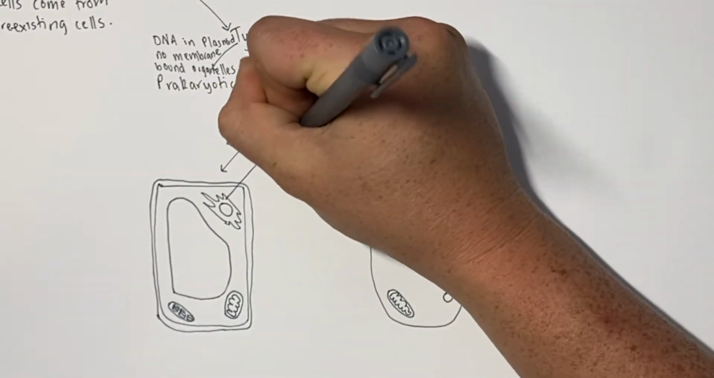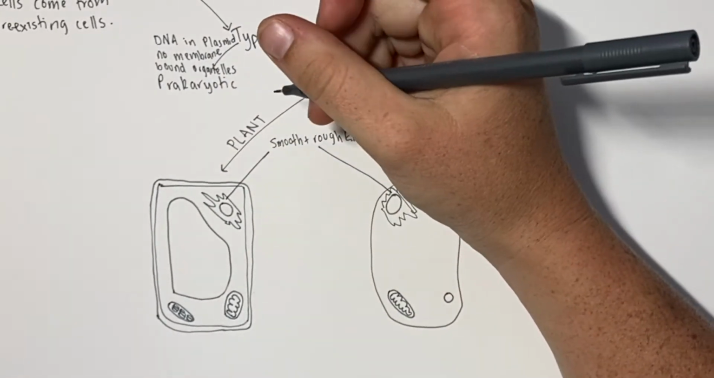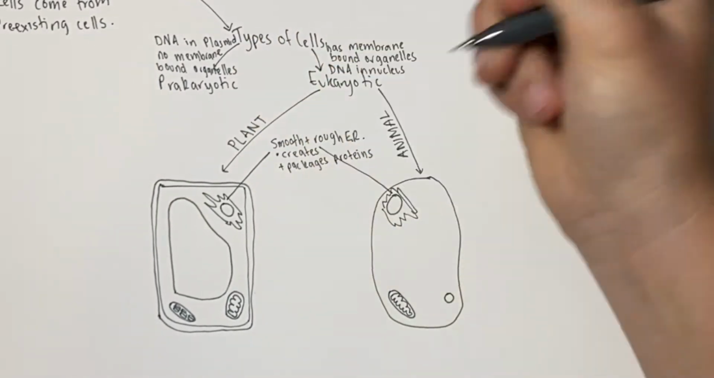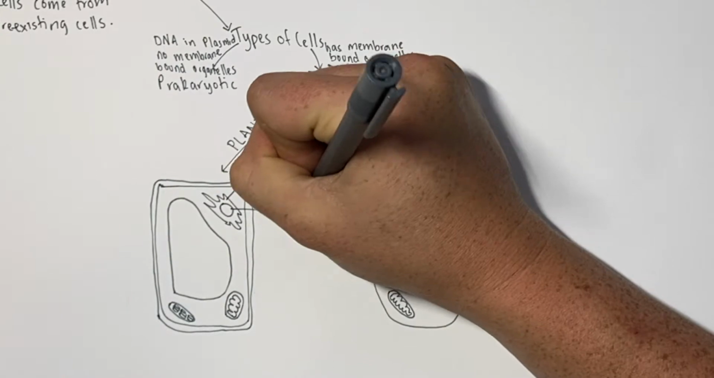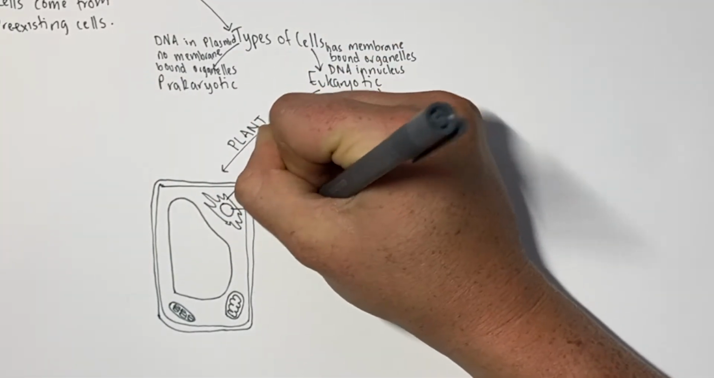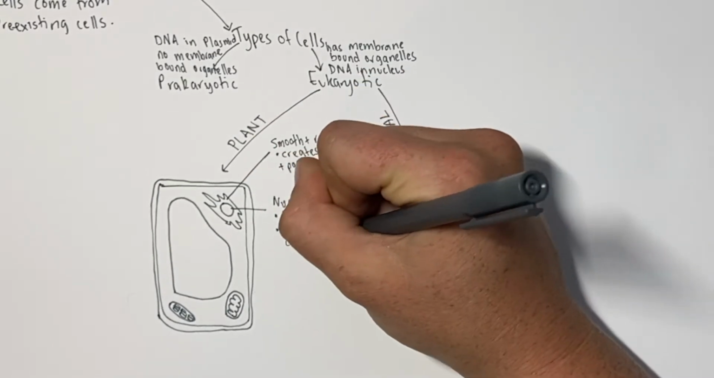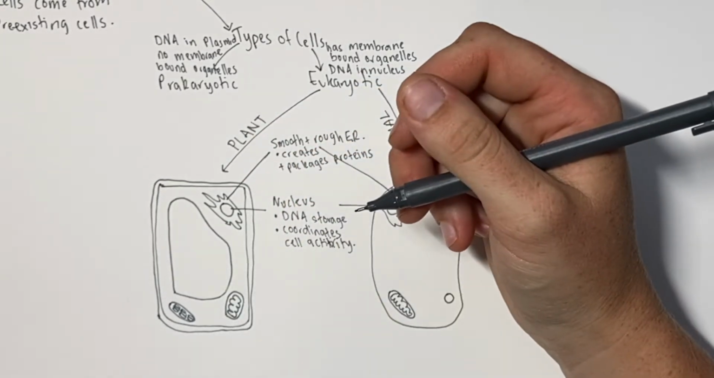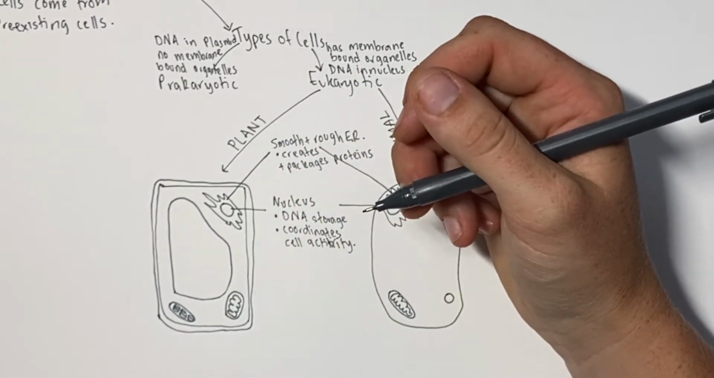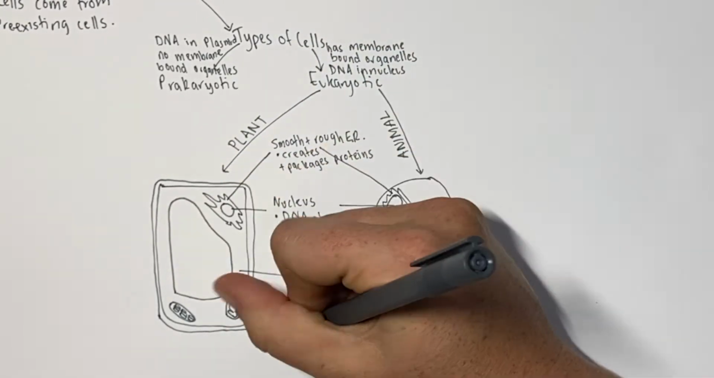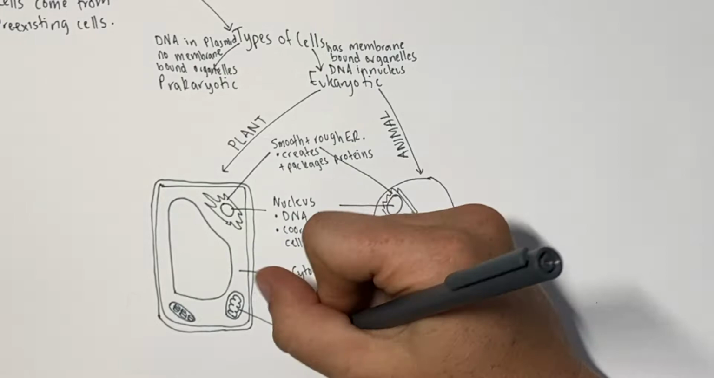plant and animal cells. First, let's start off with smooth and rough ER. They create proteins and package proteins to be used by the cell. Then we have the nucleus, the location of DNA storage, which coordinates all the cell activities. Next, we have our cytoplasm. Remember, that's where some of our chemical reactions happen.